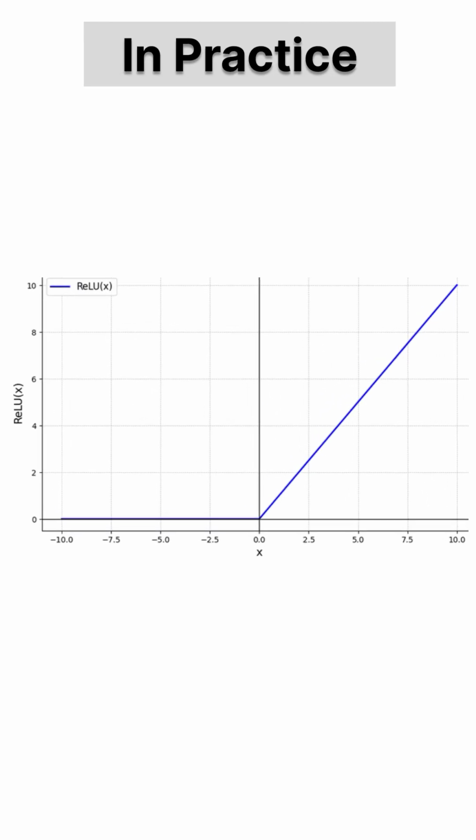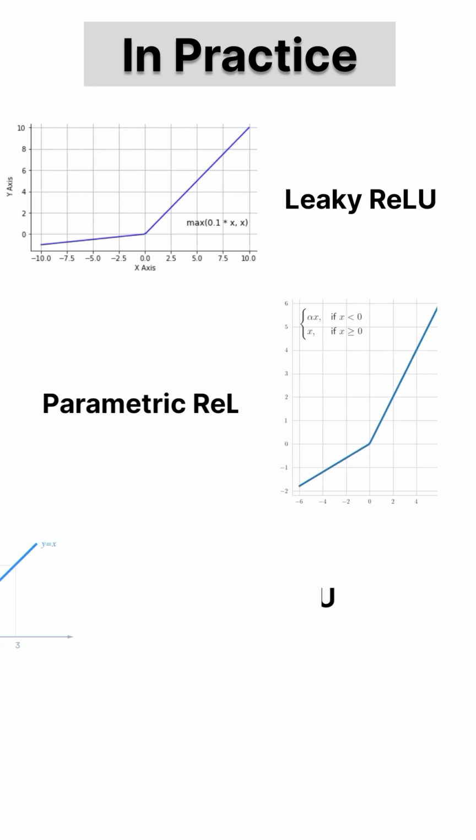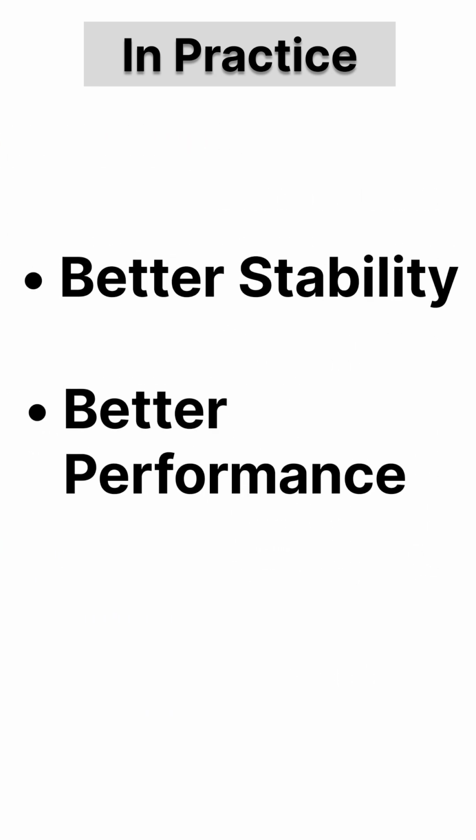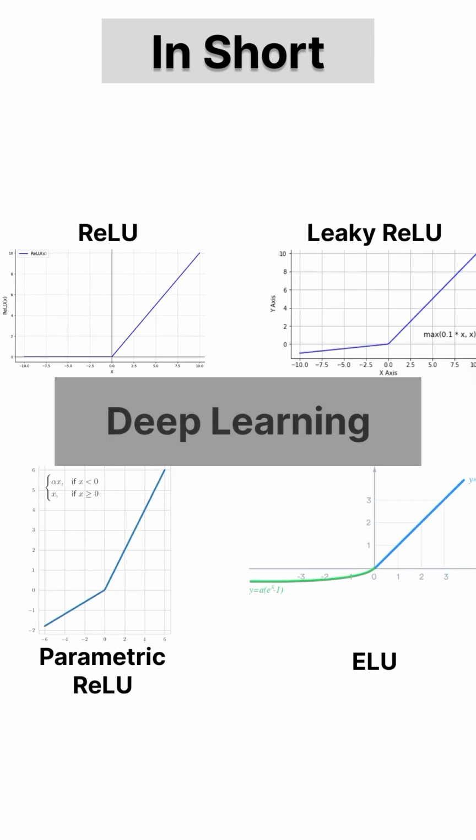In practice, ReLU is the default choice, while its variants are used when better stability or performance is required. Together they form the backbone of deep learning.